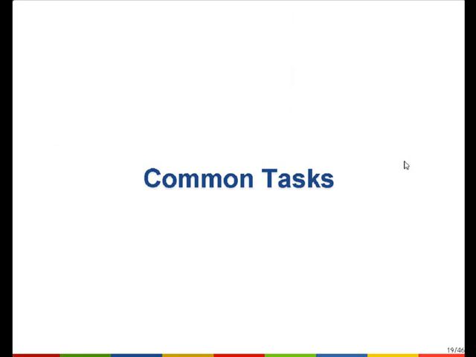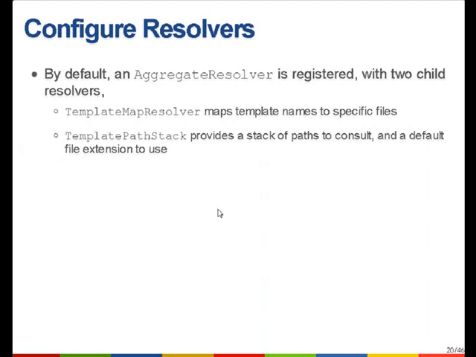So now let's get into the part that most people are probably really interested in today, which are common tasks. How do I do this? So now we get to our code. So the first thing is I talked about resolvers. Now resolvers are basically taking that template name and trying to resolve it to a resource that the renderer can use. By default, we register an aggregate resolver.